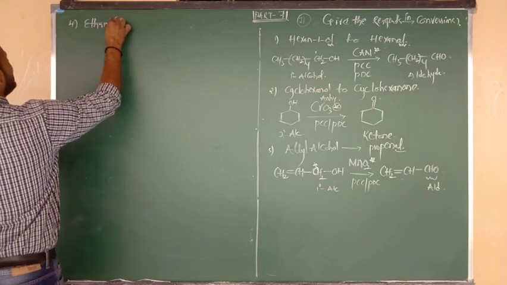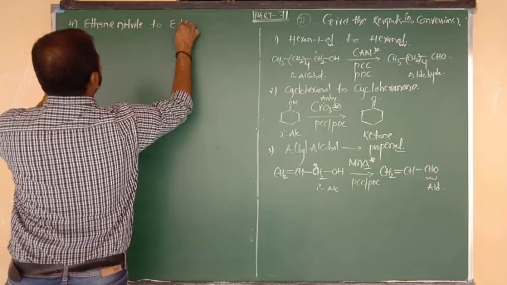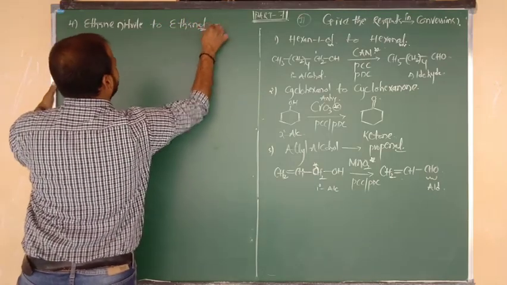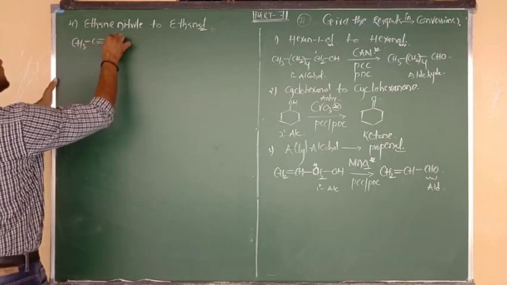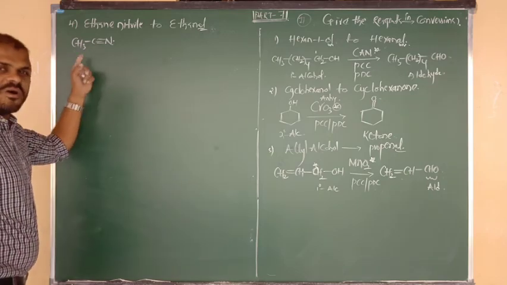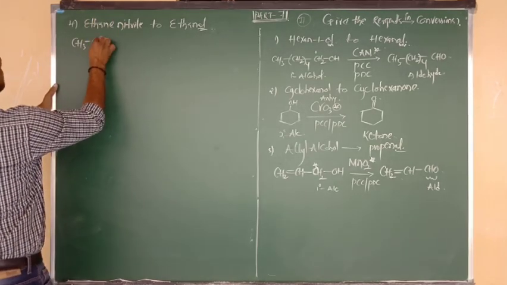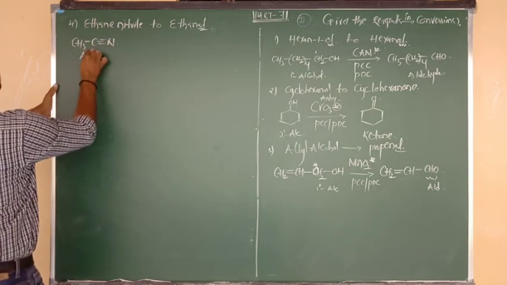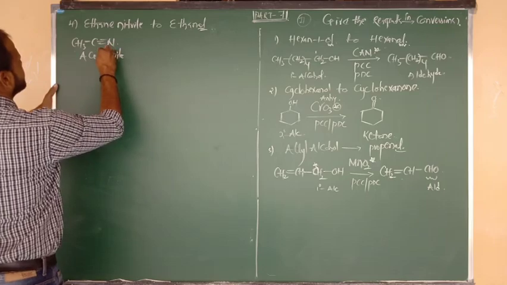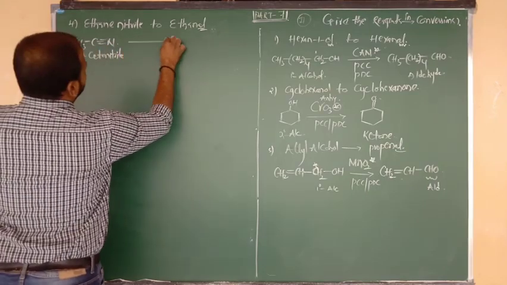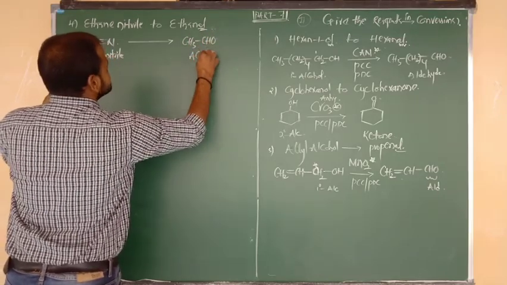Next conversion is ethane nitrile converted into ethanal, nothing but acetaldehyde. What is the formula of ethane nitrile? CH3 bonded to C triple bond N, methyl cyanide, or we can say acetonitrile, and also ethane nitrile. So this is nothing but acetonitrile. It is converted into, what is the product? Ethanal, meaning a 2 carbon aldehyde, and also we can say this is nothing but acetaldehyde.